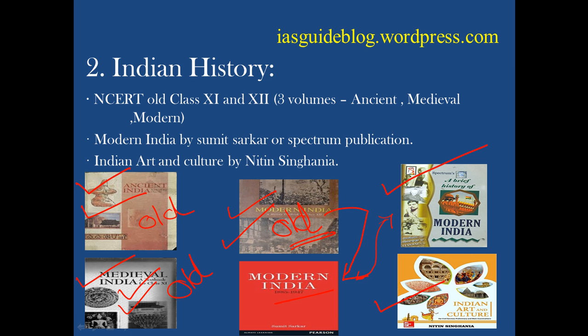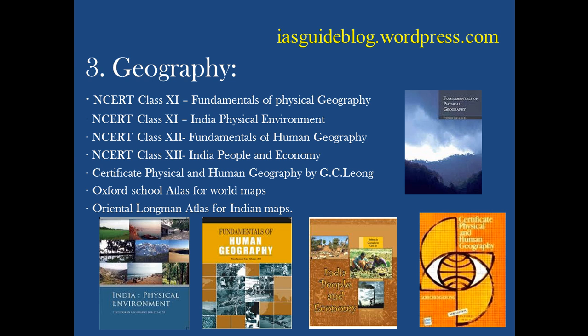After discussing all this in detail, let us go on to the next section, that is geography. Let us see which books we should be covering. There are 4 NCERT books we should cover for geography. The first NCERT book is physical geography, second is environment, third is human geography, and fourth is economy. These are the 4 NCERTs.